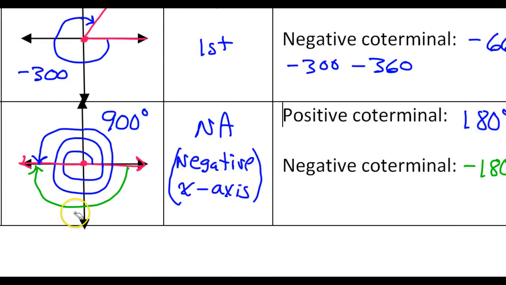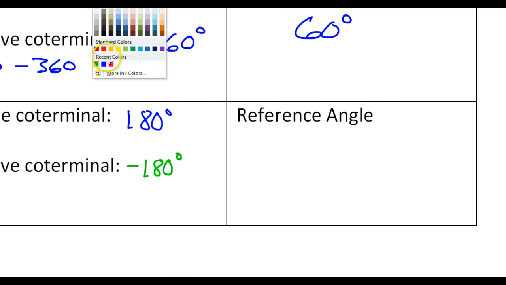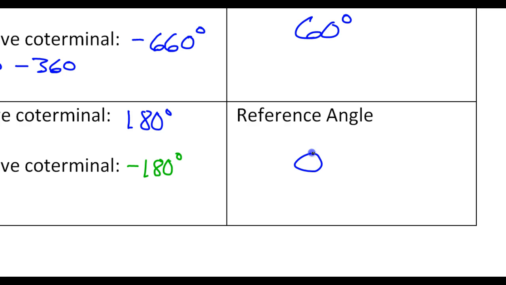Now as far as reference angles, there's no way for me to draw it in because there is no gap between the terminal side and the x-axis. The terminal side is on the x-axis. Because there is no difference between them, of course that means that the reference angle is 0 degrees. So it's a special case.